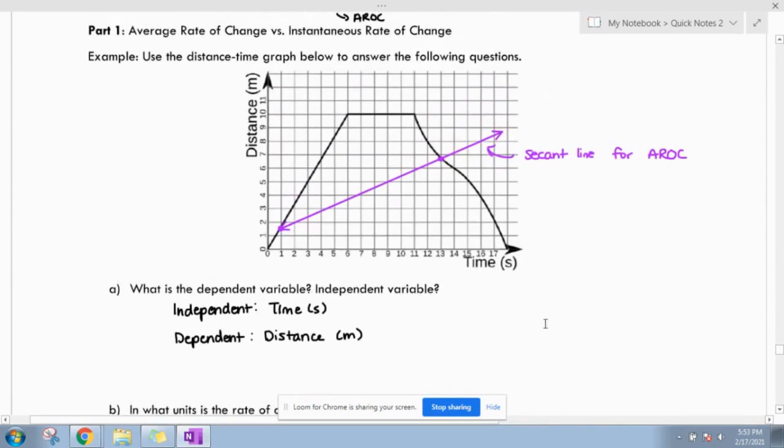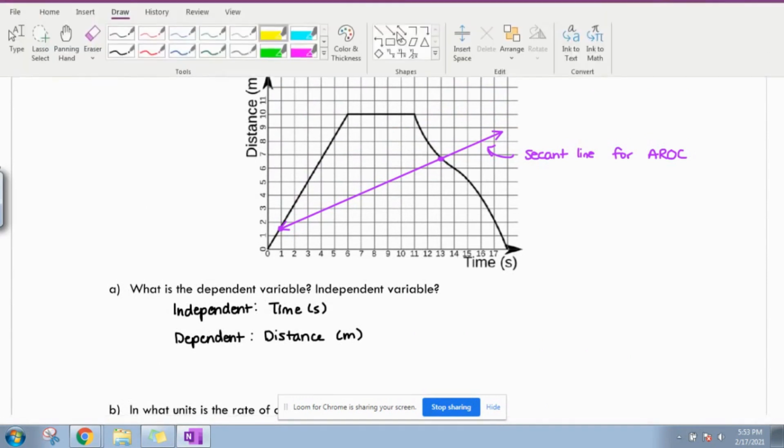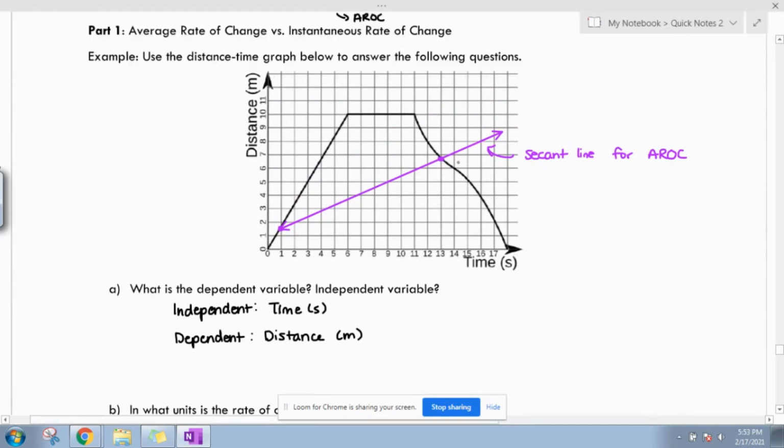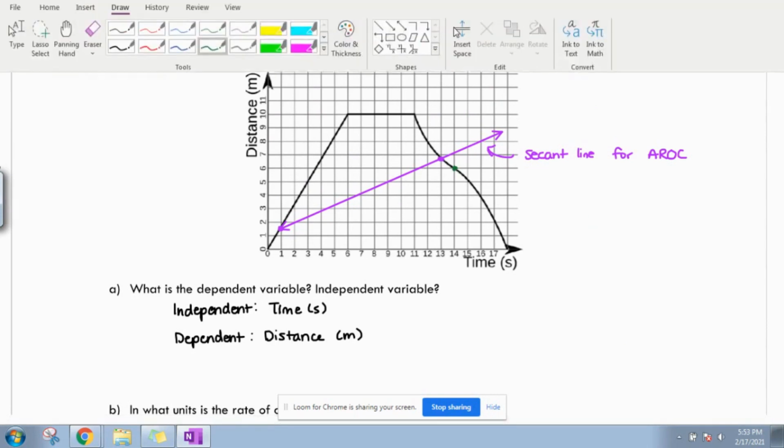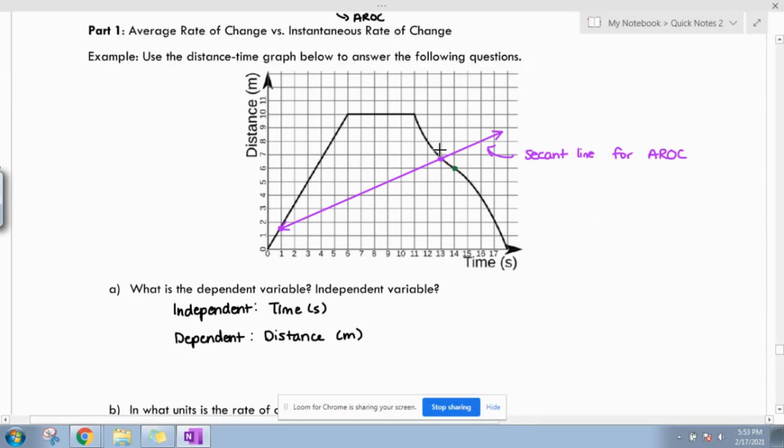So on the graph here, I'm going to indicate the point on the graph related to t equals 14 seconds. So in this particular case, it would be this point here. So what I'm going to do is try to draw my best tangent line at that point. Like I said, whenever you're hand drawing your tangent lines, it's not that great. So this here, this is your tangent line for your instantaneous rate of change.